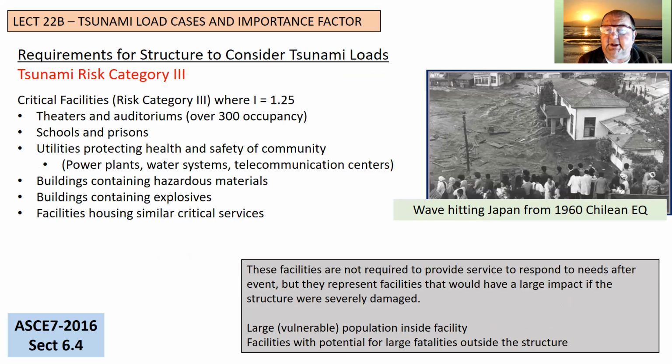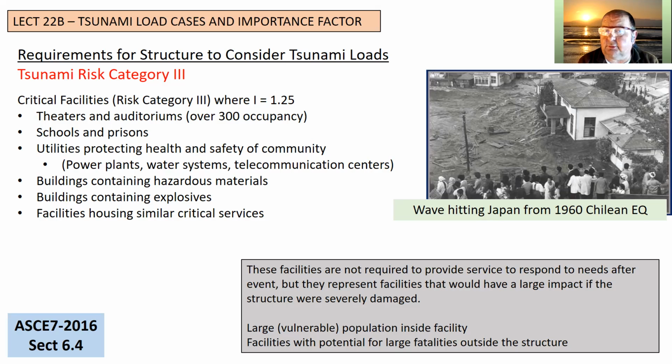So risk category 3, these are what the code refers to as critical facilities. The importance factor here is going to be 1.25. So our forces are going to be increased by 25%. These are types of facilities that may not be required to be operational after an event, but damage to these could be much more severe to a larger population of people. So for example, theaters and auditoriums, someplace where there's a large assembly of people, any type of issue is probably going to create several casualties.